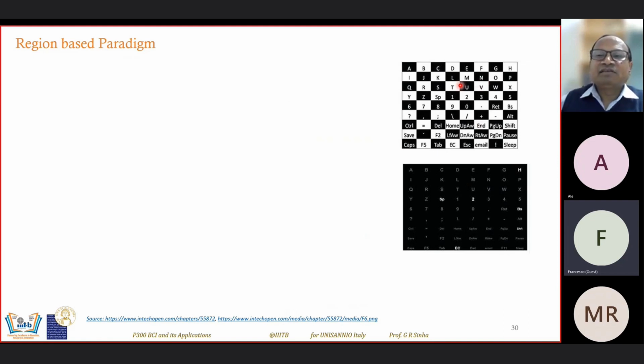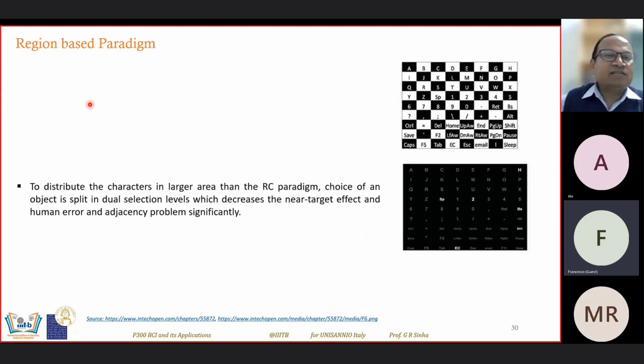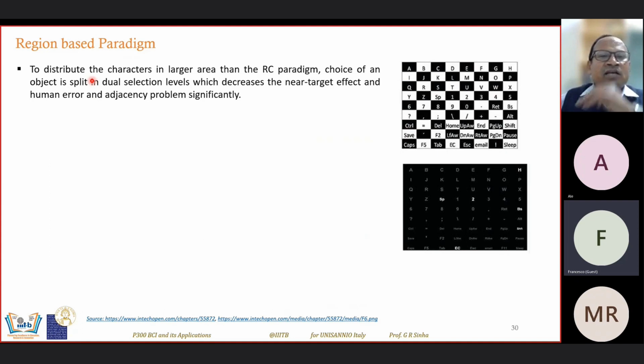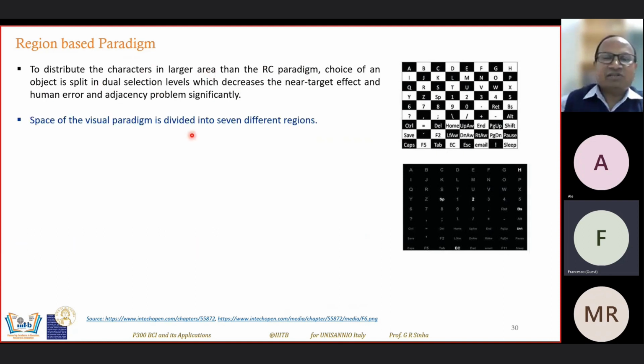Look at the patterns. These are different patterns where the number of rows and columns might not be the same. You see 1, 2, 3, 4, 5, 6, 7, 8. Here also it looks like the keyboard of your computer, so it's different. It's not similar to RC and SC. To distribute the characters over a larger area than the RC paradigm, the choice of an object is split into dual selection, which significantly decreases the near-target effect, human error and adjacency problem. So what do we do? It is split over a larger area, that is, region based.